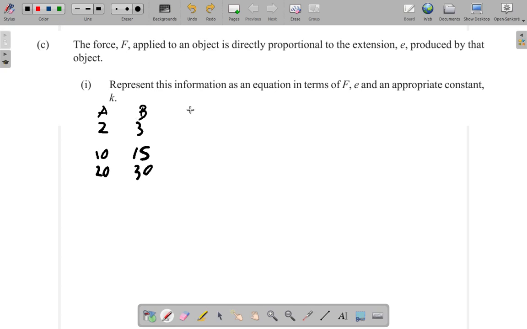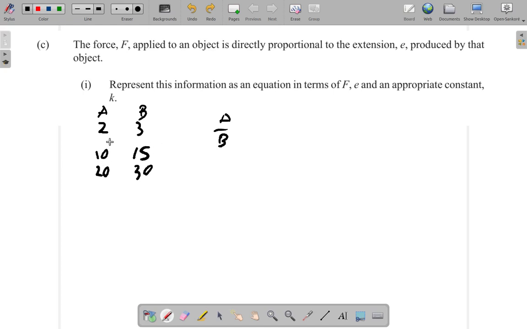Now, it's just a matter of going through the principle here. If you have A divided by B, 10 over 2 is 5, 15 over 3 is 5, 20 over 10 is 2, 30 over 15 is 2, 20 over 2 is 10, 30 over 3 is 10. So A over B here is a constant.